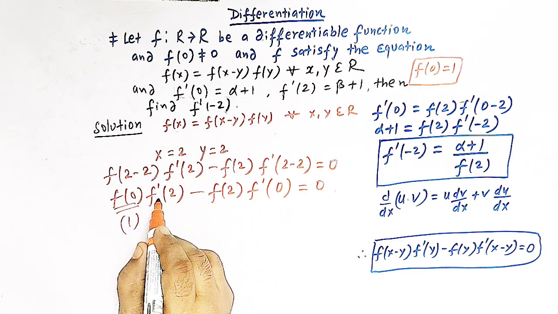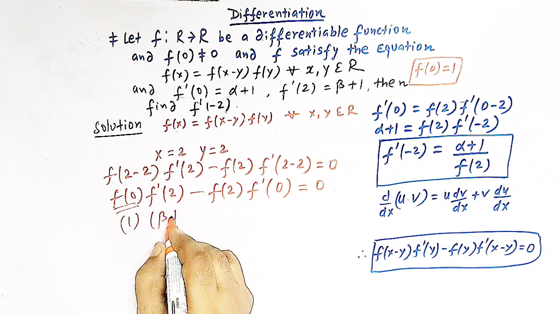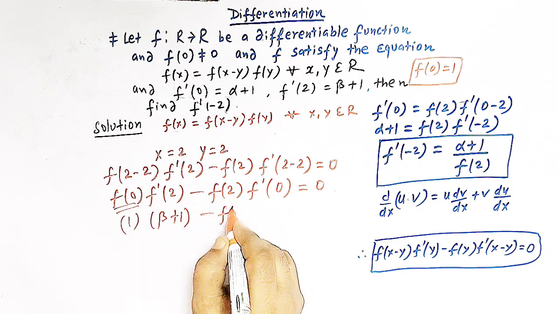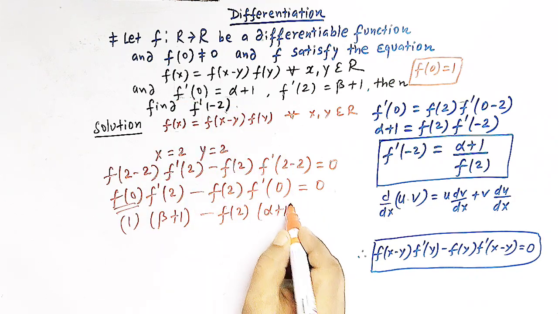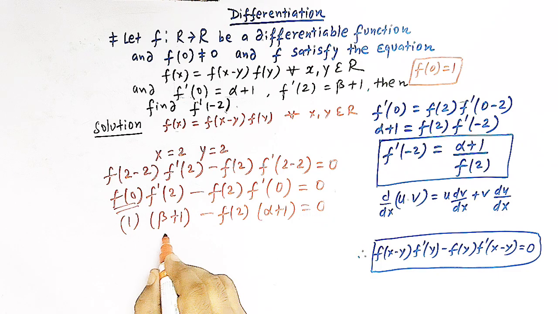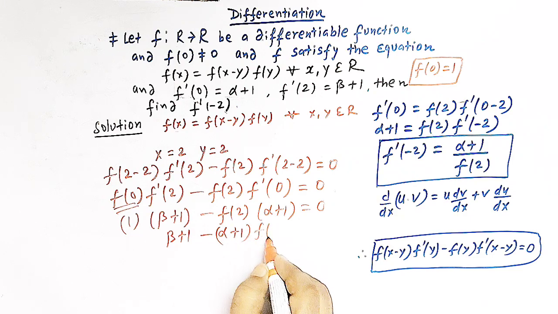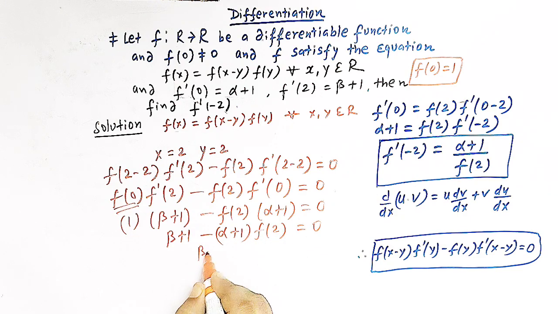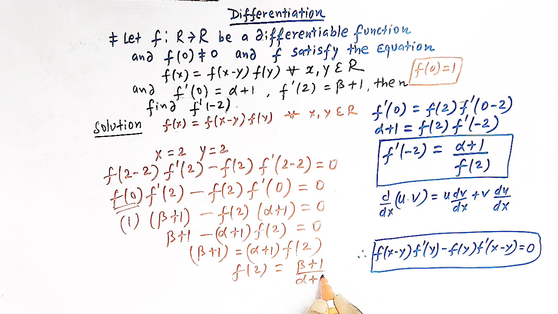Then we have f prime of 2. Now f prime of 2 is given as beta plus 1, and here f of 2, and then we have f prime of 0, and f prime of 0 is given as alpha plus 1, that is equal to 0. So now we can write beta plus 1 minus alpha plus 1, f of 2 is equal to 0. So this is beta plus 1. Taking this term to the right hand side, we have alpha plus 1 and f of 2. So f of 2 is equal to beta plus 1 over alpha plus 1, right?